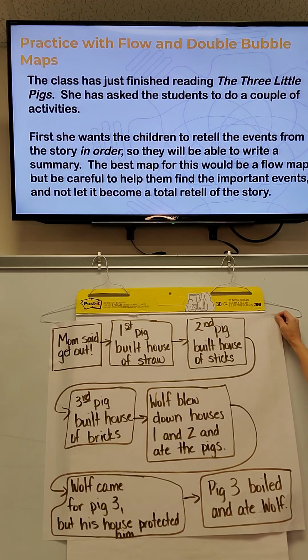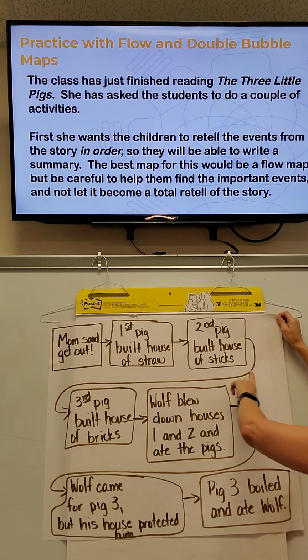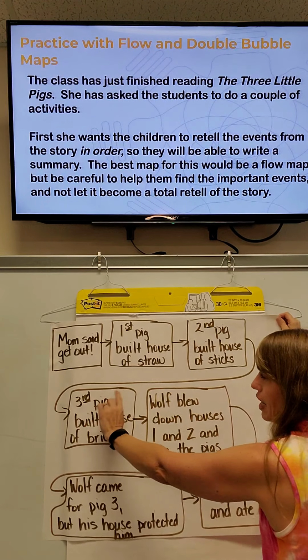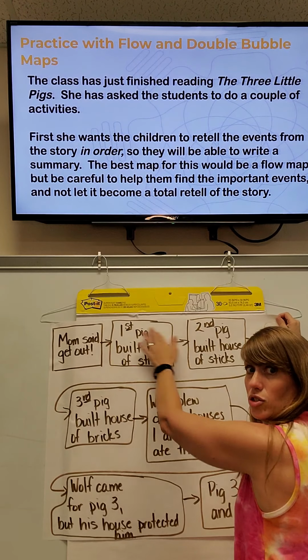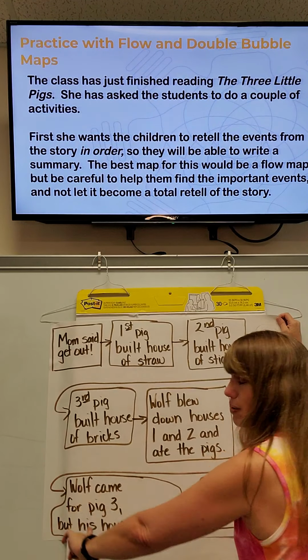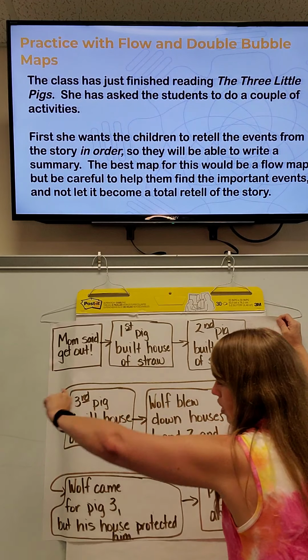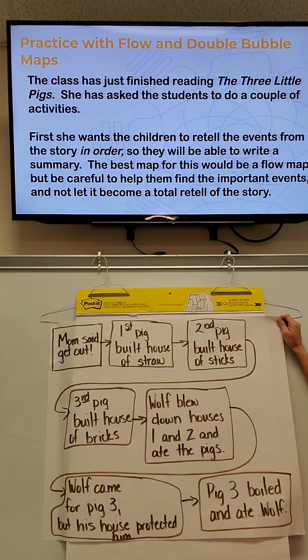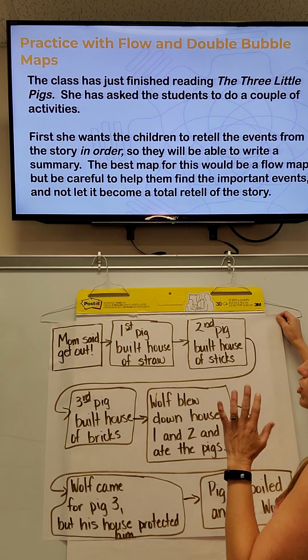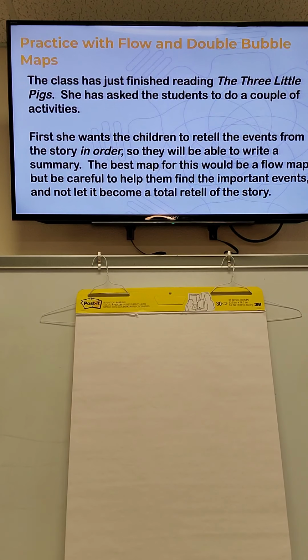I didn't have any extra details, and if you notice, when you come to the end, your flow map goes all the way back to the beginning so that it constantly flows left to right. It will never come down and go back the other way. That's very important. Always remember to return to the beginning and go left to right. So this would be a great flow map of what happened in the Three Little Pigs.